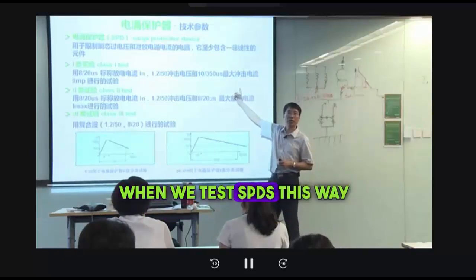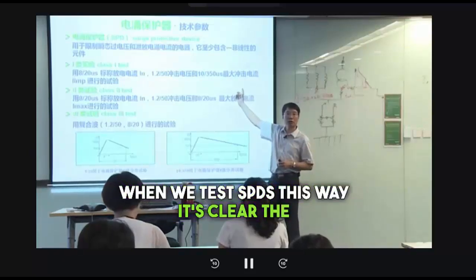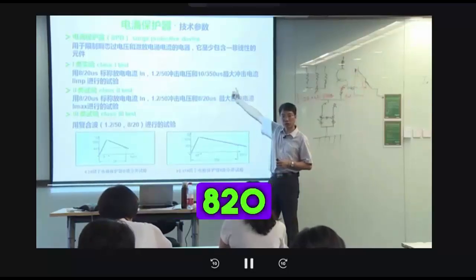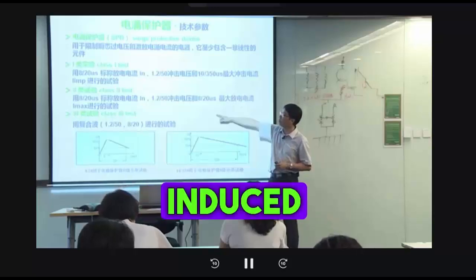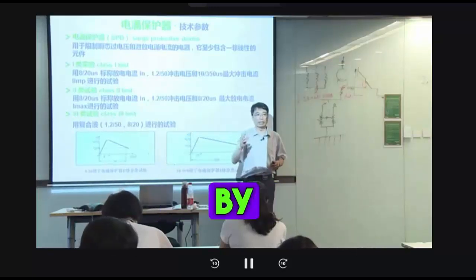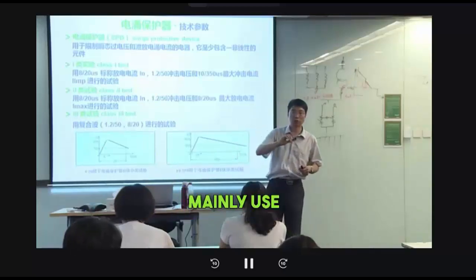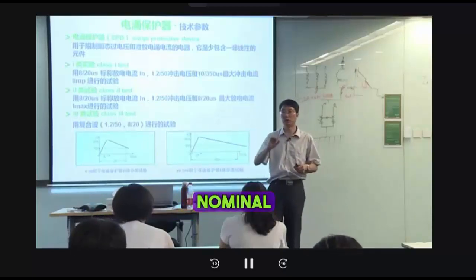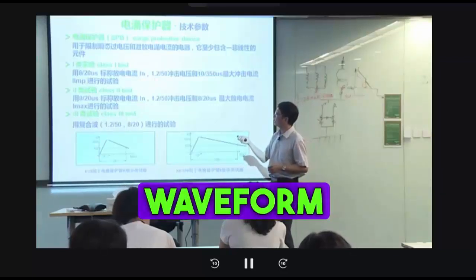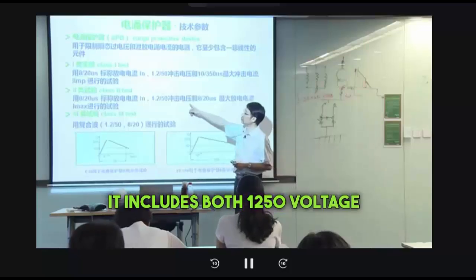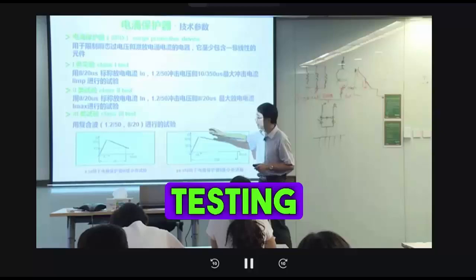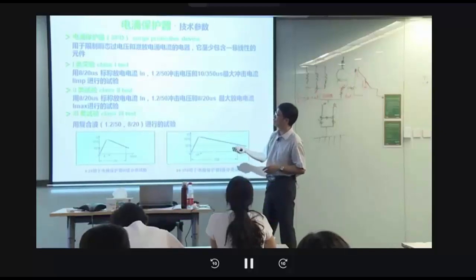When we test SPDs this way, it's clear the 10/350 waveform mimics direct lightning, while the 8/20 waveform simulates induced lightning. That's voltage induced in power systems by lightning. Class 2 tests mainly use 8/20 nominal discharge current. Class 3 tests use a combined waveform. It includes both 1.2/50 voltage waveform and 8/20 current waveform for comprehensive testing. So, what can we say?